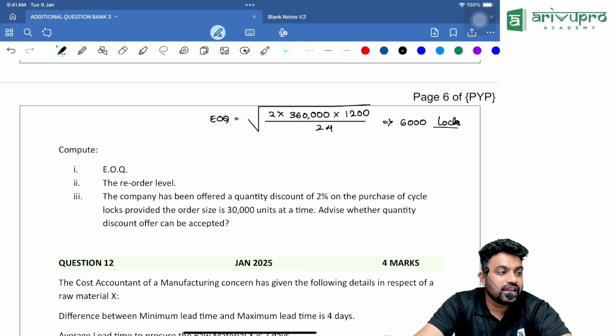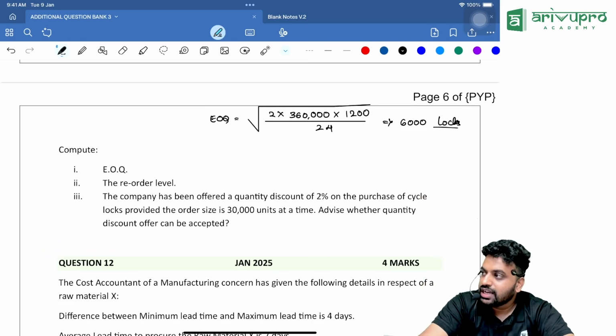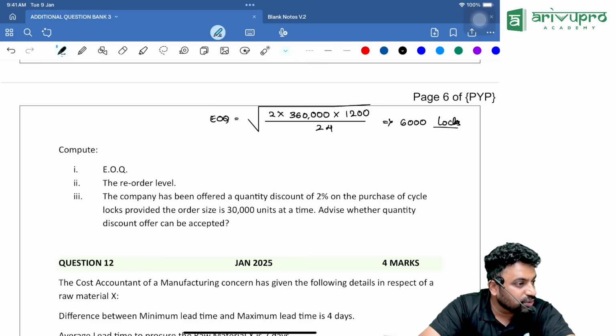And they are asking you reorder level. Guys, reorder level could be determined using two ways: maximum consumption into maximum lead time, or minimum stock level plus average into average. In the given question, they have given minimum stock level. Why do you think they have given it?